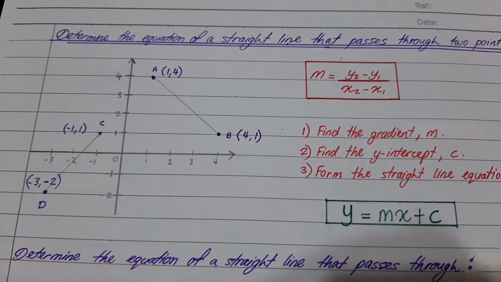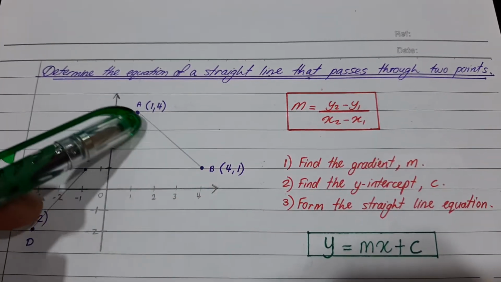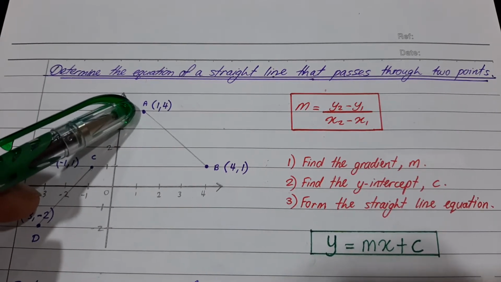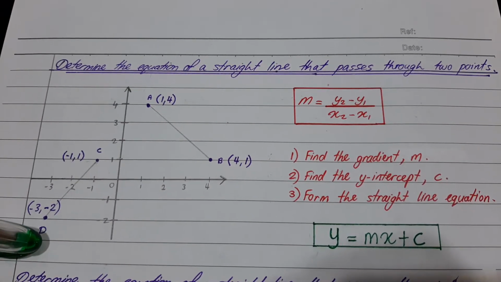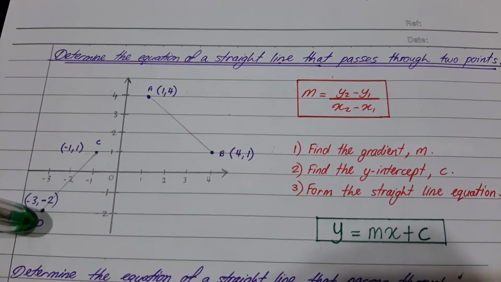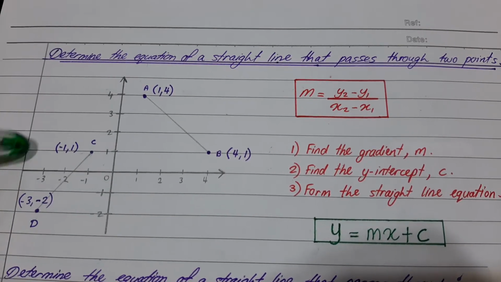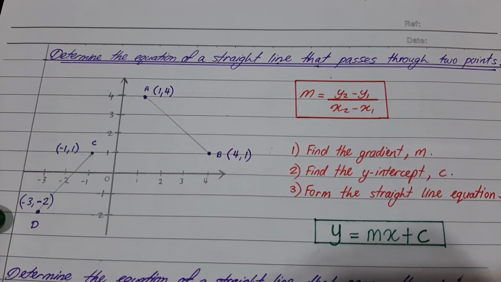For example, you see there are 2 points here, point A and point B. If you connect them, you will get a straight line. And another example, you can see point C and point D. When you connect them, you will get a straight line. Now, using this information, you have to find the equation of this particular straight line.